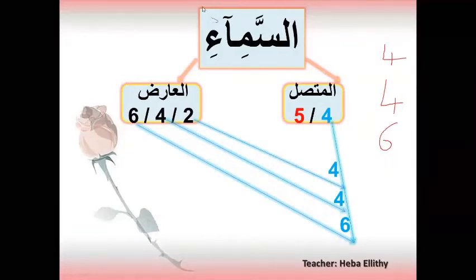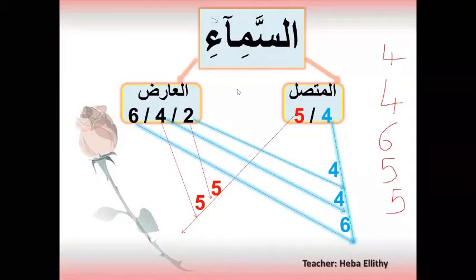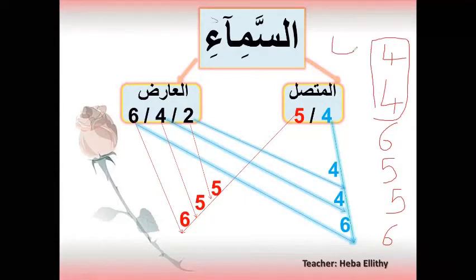Now I will go for the next number here, which is 5. I will take it with 2, and then I will take it with 4, and then I will take it with 6. Let's see together. 5 with 2. Which one will it be? 5. 5 with 4. Which one will it be? 5. Then 5 with 6. Which one will it be? 6. So my total answer here is 4, 5, and 6.